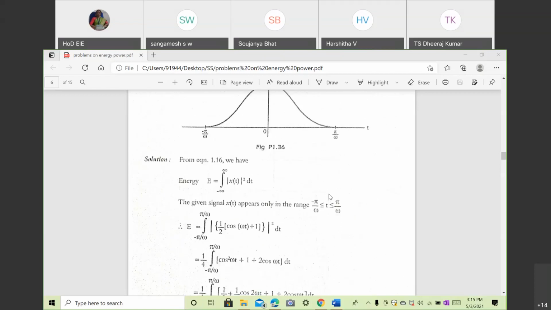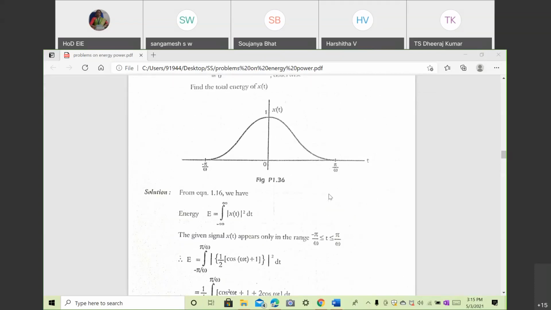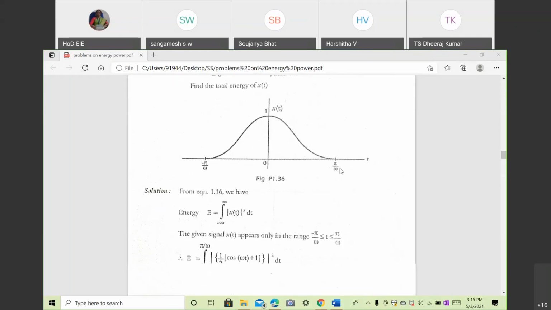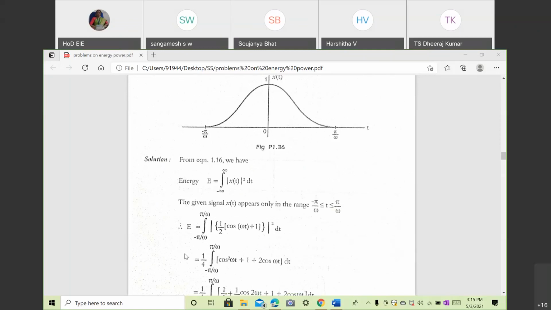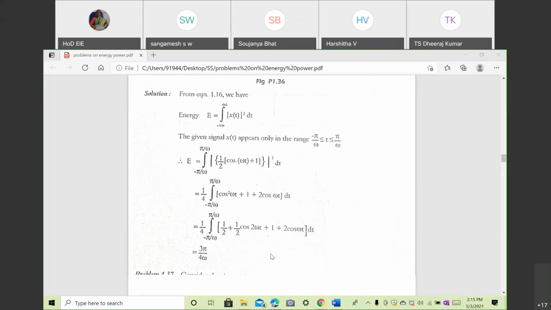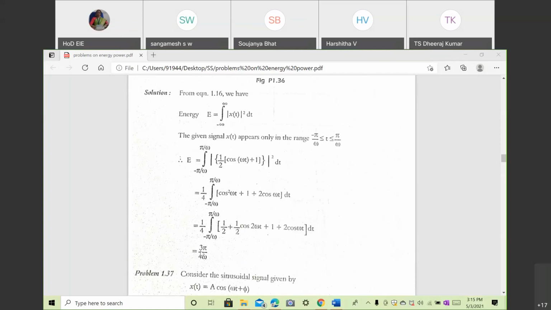That's why I said to watch the signal clearly. We have to watch the time axis, from what to what, and see what equation is given for it. We substitute that equation, change the limits, then simplify the inner terms, then apply the integration, then substitute the limits and simplify to the final answer. Like that, these are the steps we need to follow.